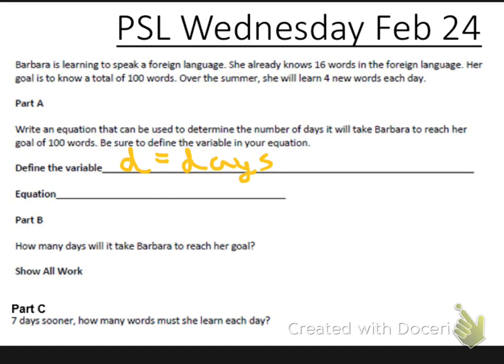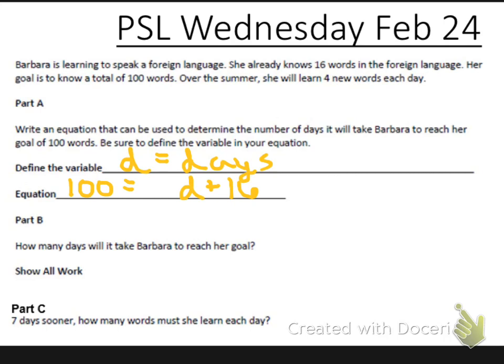So now to write our equation, it tells us that you want a total of 100. So you know that 100 is going to be on one side of the equation. And that's going to be equal to, she already knows 16 words, so we know that's our starting point. Remember, our starting point is also our B. So I'll put that right over here. And now, I'll put my variable here.